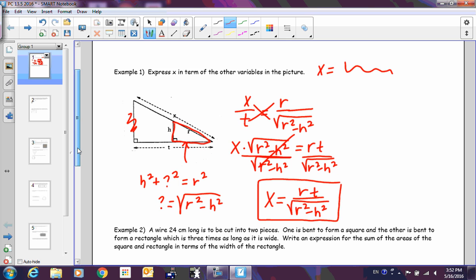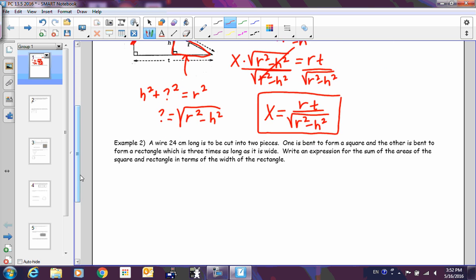Okay, that's it. Later on, you might ask, why do we do that? What do we do that with? That's what you do later on in calculus. For now, we're just practicing the skill.